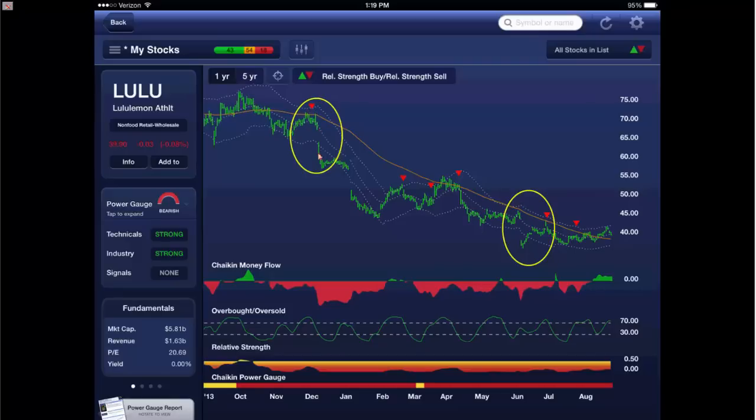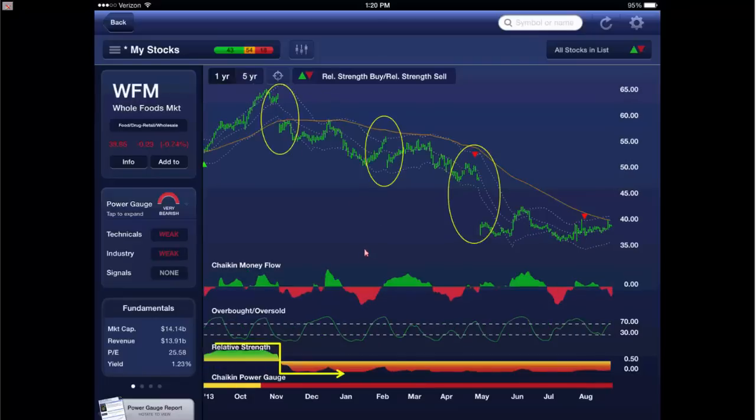If they report a negative earnings surprise, as they did here in November, right after a relative strength sell signal, the stock gaps down. It gapped down again in June when they reported negative earnings. So this pattern and these patterns keep repeating over and over again. If the Power Gauge is bearish, and you know that from the bottom here, it's red, not green, and the stock is underperforming the market, and you get big institutional selling, which has persisted for almost a year in Lululemon, that stock's going to go down. We're going to see other examples of that in a minute. Another example is Whole Foods.